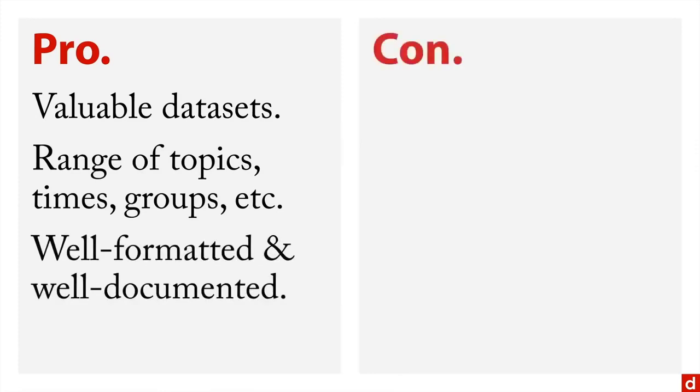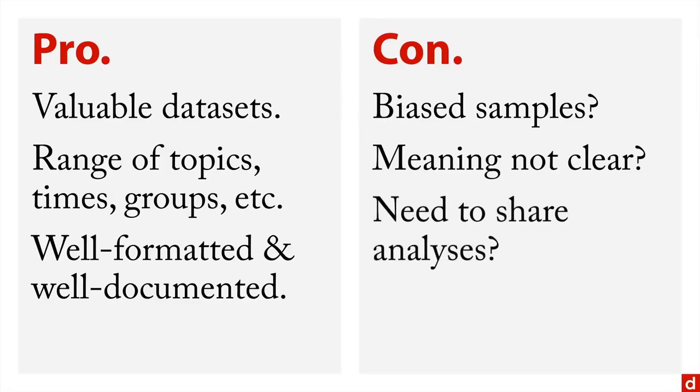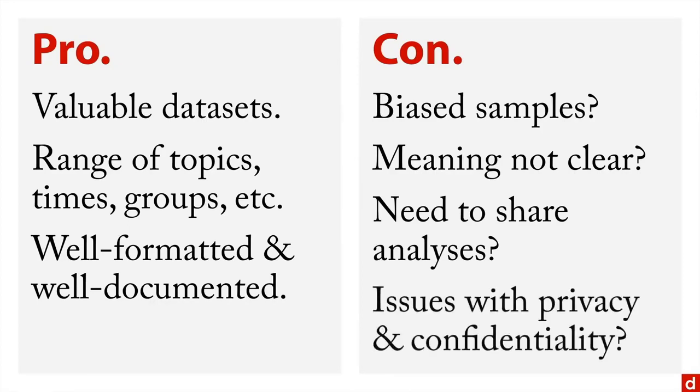There are, however, a few cons. Sometimes there's biased samples. Say, for instance, you only get people who have internet access, and that can mean not everybody. Sometimes the meaning of the data is not clear, or it may not mean exactly what you want it to. A potential problem is that sometimes you may need to share your analyses. And if you're doing proprietary research, well, it's going to have to be open research instead. And so that can create a crimp with some of your clients. And then finally, there are issues with privacy and confidentiality. And in public data, that usually means that the identifiers are not there and you're going to have to work at a larger aggregate level of measurement.